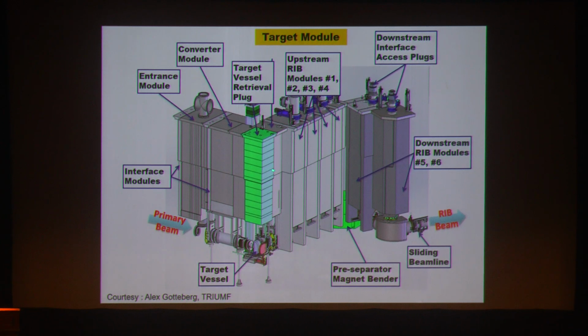So what you are seeing are those shieldings, and the actual components are below this. You can see the primary beam, this is the target vessel, this is the pre-separator magnet which will be used for separation, and the different components. This development is also going on jointly with TRIUMF. We are doing the same thing there, so we are joining hands and working together. This slide is courtesy TRIUMF.